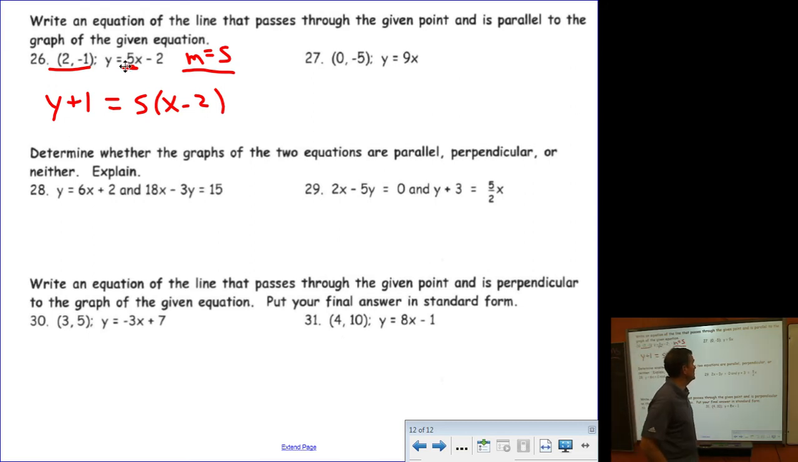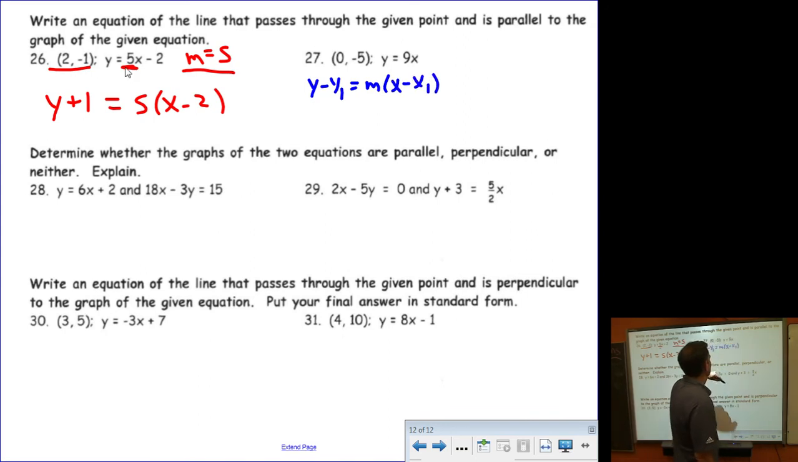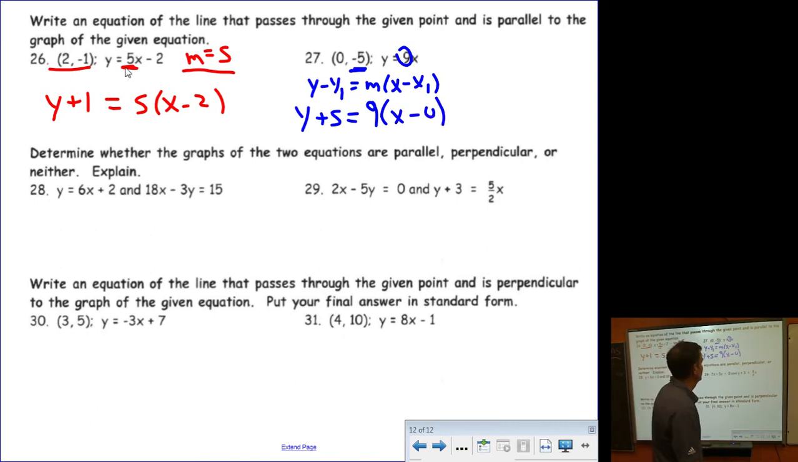In number 27, again, I have a point and I have a slope, so I could use point-slope form. You know, y minus y1 equals m times x minus x1. And I would plug my -5 in for y, that would be plus 5. And I would plug 9 in for my slope, because lines that are parallel have the same slope. And I would have x minus 0. So really that's just y plus 5 equals 9x when I distribute the 9.